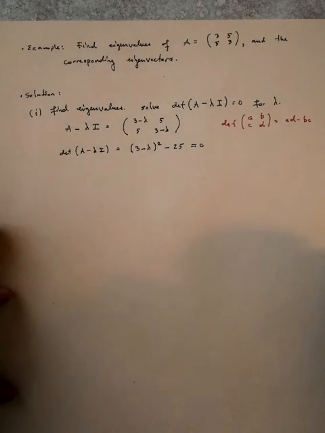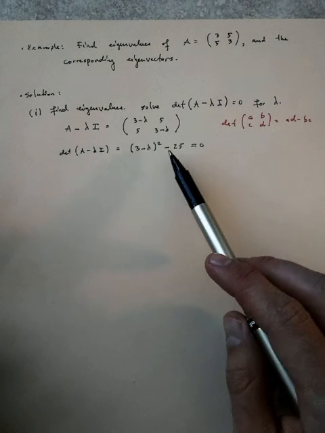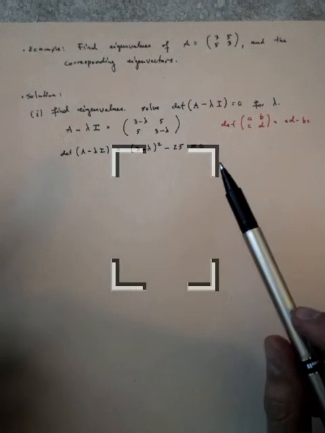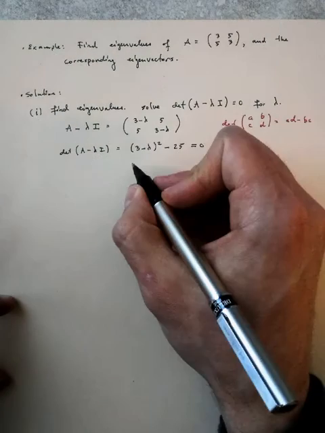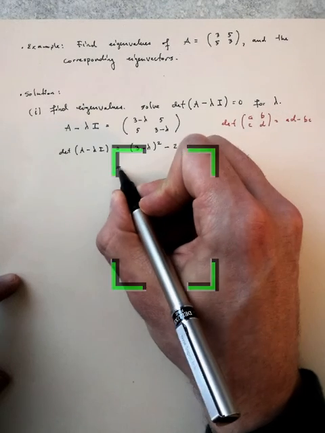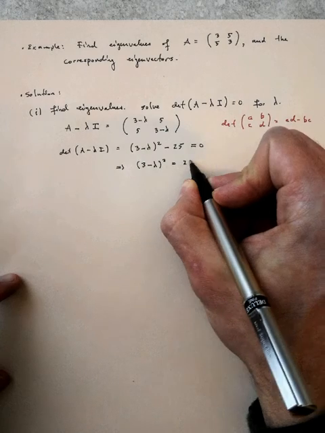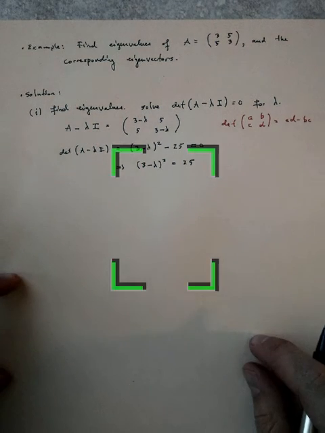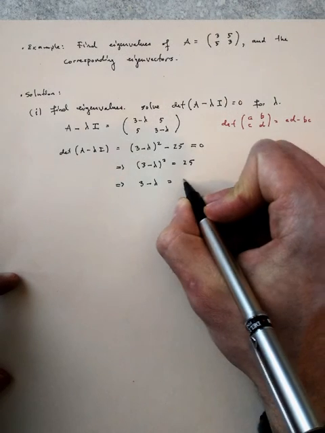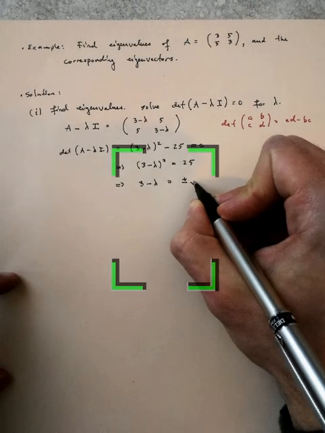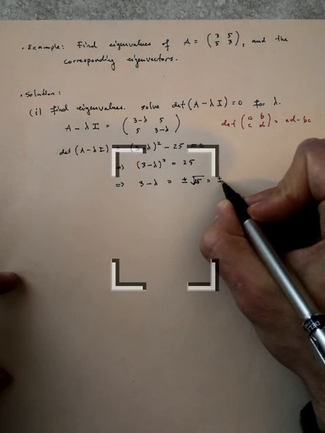Now, you could multiply this out, FOIL it out, and collect your terms. But it's a little bit faster to solve it this way, because this is a perfect square. I can just move it over, and then I can take a plus or minus square root. So 3 minus lambda will equal plus or minus square root of 25, which is plus or minus 5.